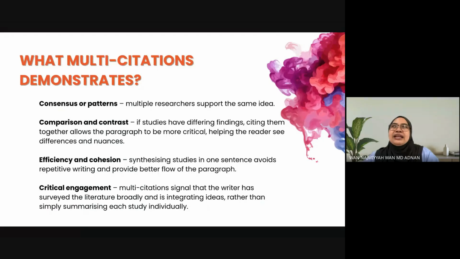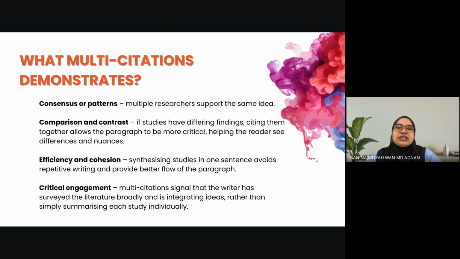Number one, it demonstrates the patterns. This is what we call synthesization. Multiple researchers support the same idea. That is why you use multi-citations. Okay, if you don't want to use multi-citation, it's fine. But I would suggest that you use multi-citation at least at the beginning or at the end of your literature if you're not familiar with it. That shows that you understand what you are doing, you do some synthesization. You can see the patterns and the consensus of the researchers.